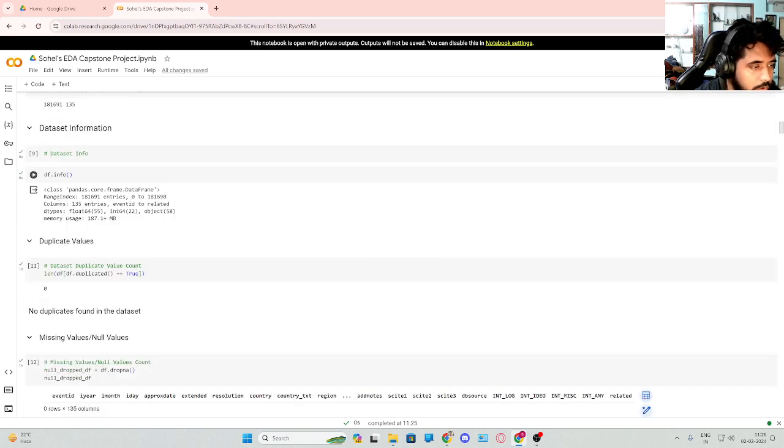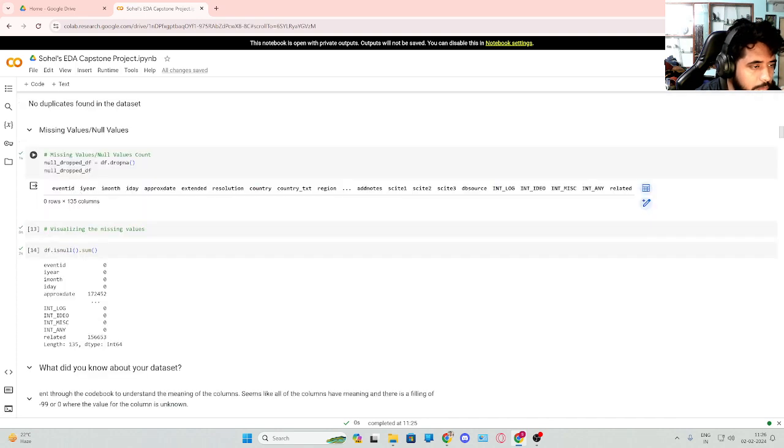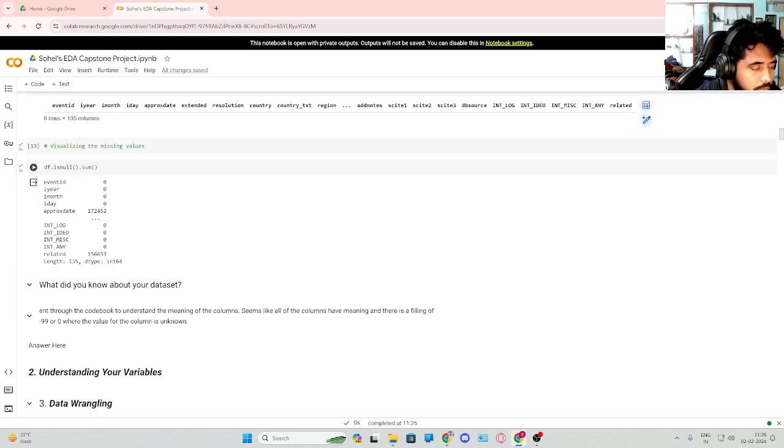Now we are doing df.info to find the info about the data frame, and we are checking for duplicate values and removing them. Now we are visualizing the missing values. We are doing a sum of isnull, which will give us the number of null values in each column.